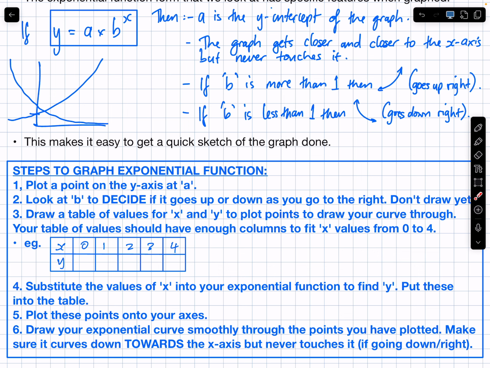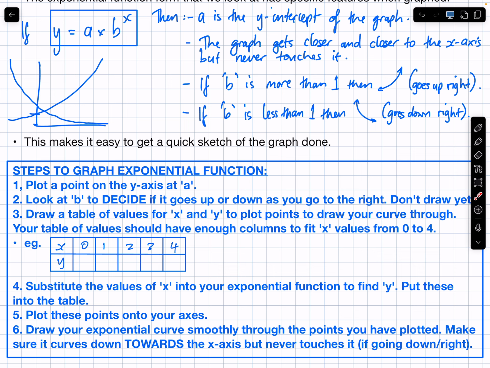Step 2, look at b. Decide if it goes up or down as you go to the right. Is b greater than 1 or is it less than 1? Greater than. So we know off the top of our head that this is going to curve up to the right if you're doing it correctly. It's like a self-check. Draw a table of values that's been drawn for you already. Now you're just going to substitute.